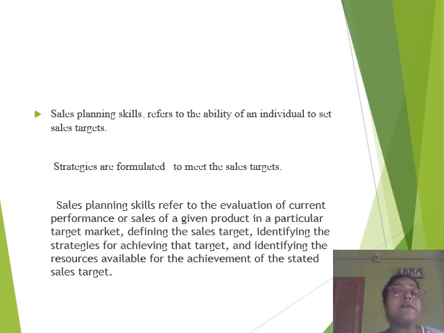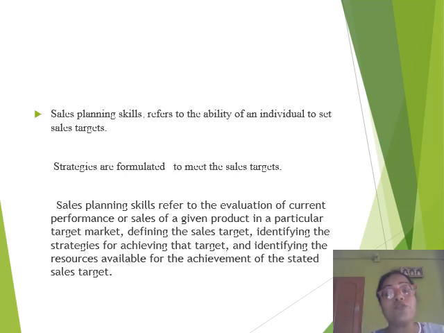Now, sales planning skills refer to the ability of an individual to set sales targets. Sales planning skills also comprise setting the sales targets. Now, how to achieve the sales targets? The organization formulates strong selling strategies. Strategies are the long-term policies or long-term plans to achieve the sales target.